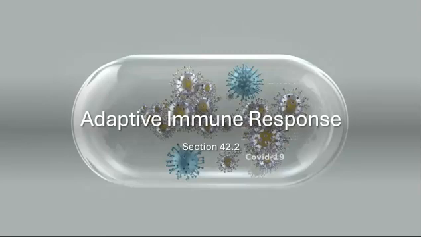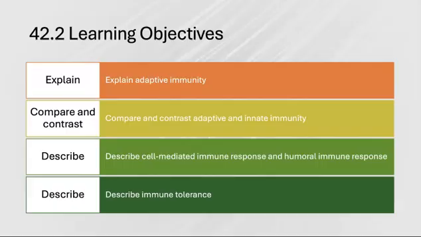Hello and welcome to our second video in our Chapter 42 video lecture series where we are going to talk about adaptive immune response. And our learning objectives are to explain adaptive immunity, compare and contrast adaptive and innate immunity, describe cell-mediated immune response and humoral immune response, and describe immune tolerance.